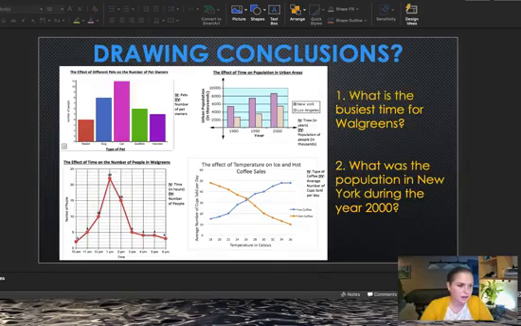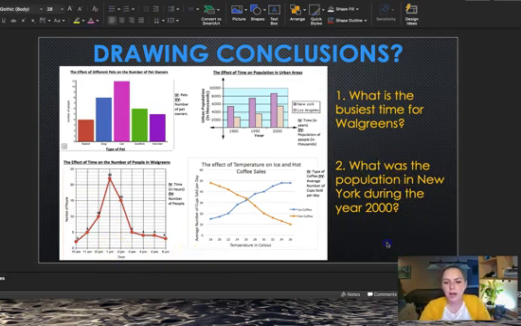All right. So, draw conclusions. Looking at this, what's the busiest time for Walgreens? You need to be able to look at a graph and be able to pull out information. So in this case, I'm looking for the peak right there because it says number of people and number of people is going up. So I look at what time I have that peak, and that's at 1 p.m.